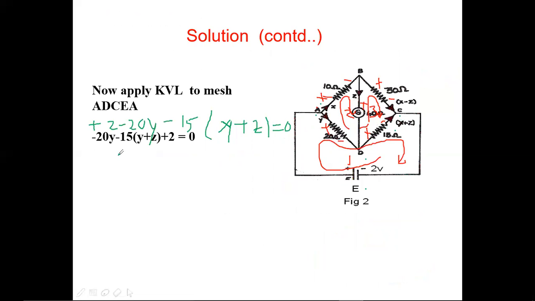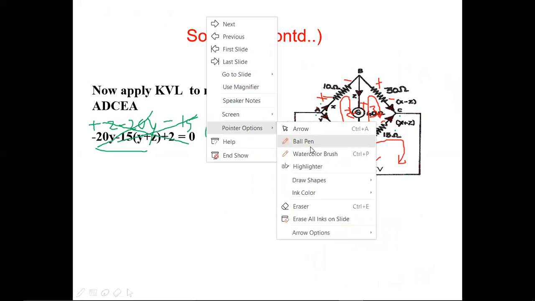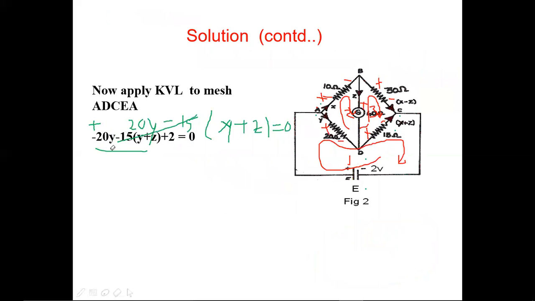So that comes here as minus 20Y and plus 2 and minus 15. Hope you are clear. So this is the way of writing the loop equation for the first loop. Now let me move to the next loop.